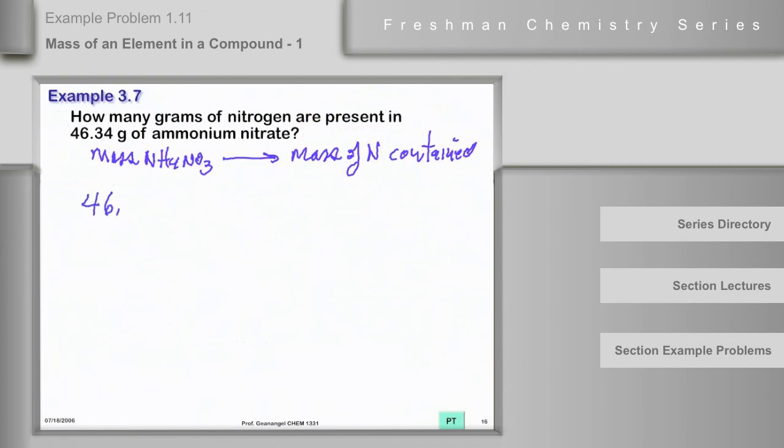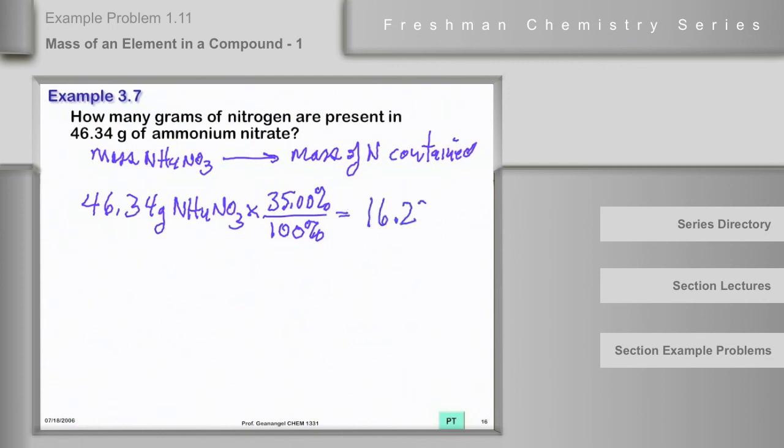So 46.34 grams of NH4NO3. 35% of that is nitrogen. So we're just going to multiply this by 35%. We want mass fraction, so we're going to divide by 100% here to get rid of the percentage. And so that's multiplying by 0.35. And that gives us 16.22 grams of nitrogen contained.